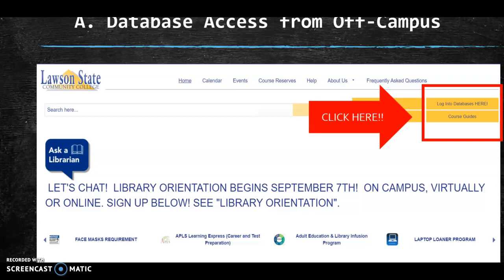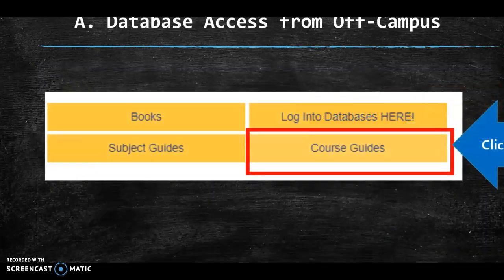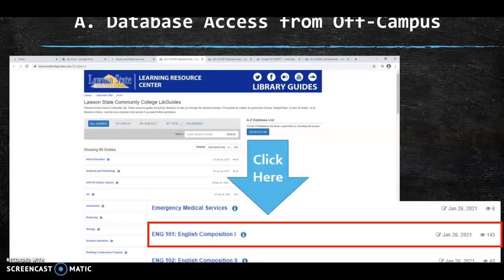Let's look at how to access our Lawson State databases through our course guides. So, when you're on our website, if you would, look in the top right-hand corner and you should see a tab labeled Course Guides. Click on that tab. From that tab, you will be brought to the home page for our Lawson State LibGuides. These LibGuides were created to assist you with doing research in your courses. All the LibGuides are listed in alphabetical order by the name of course.